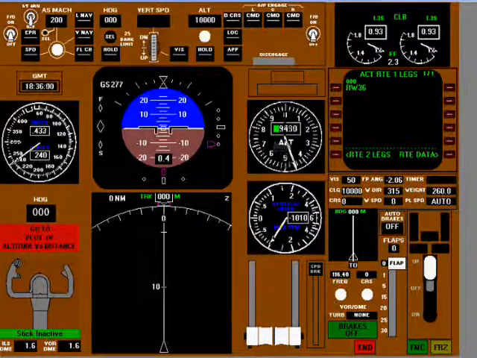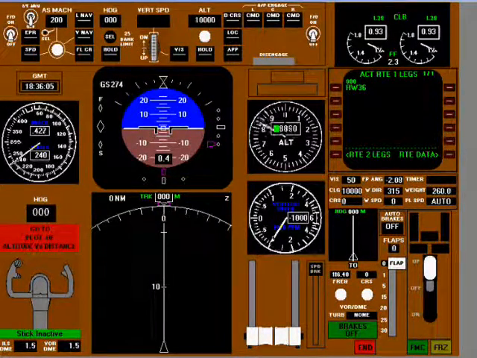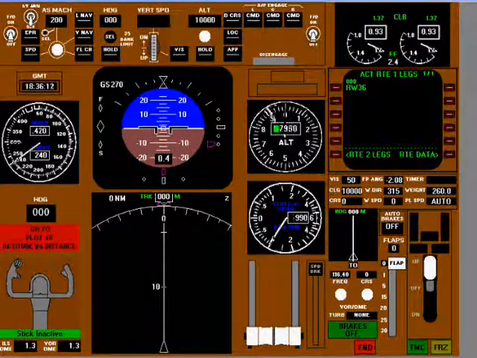Now, a slight change in pitch due to altitude effects, and the vertical speed remains close to 1,000 feet a minute and the airspeed at 240 knots.